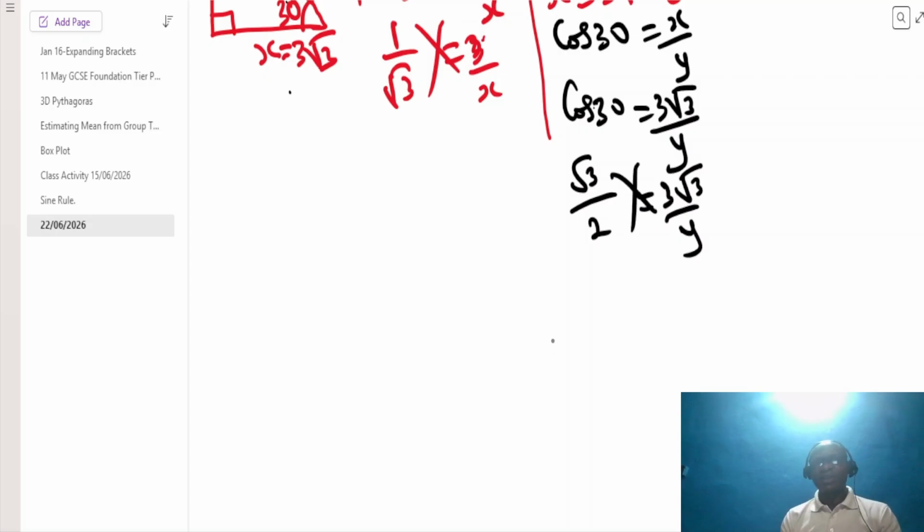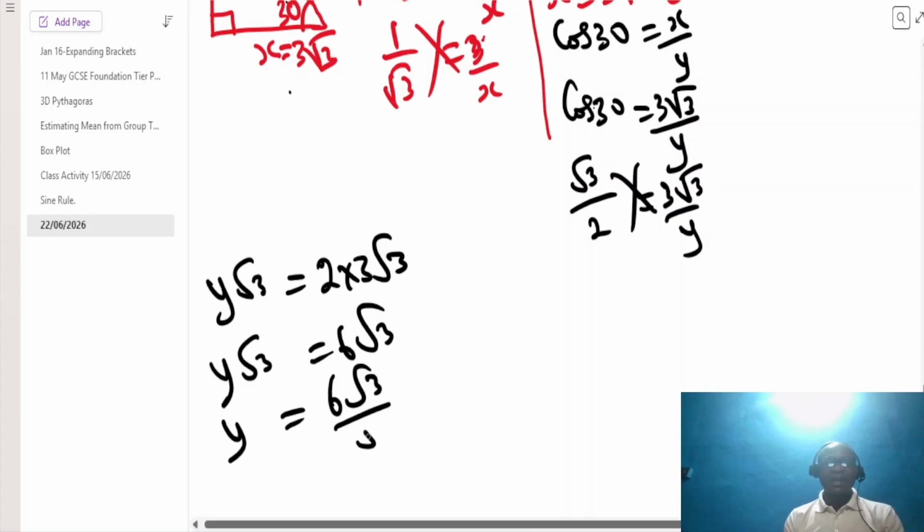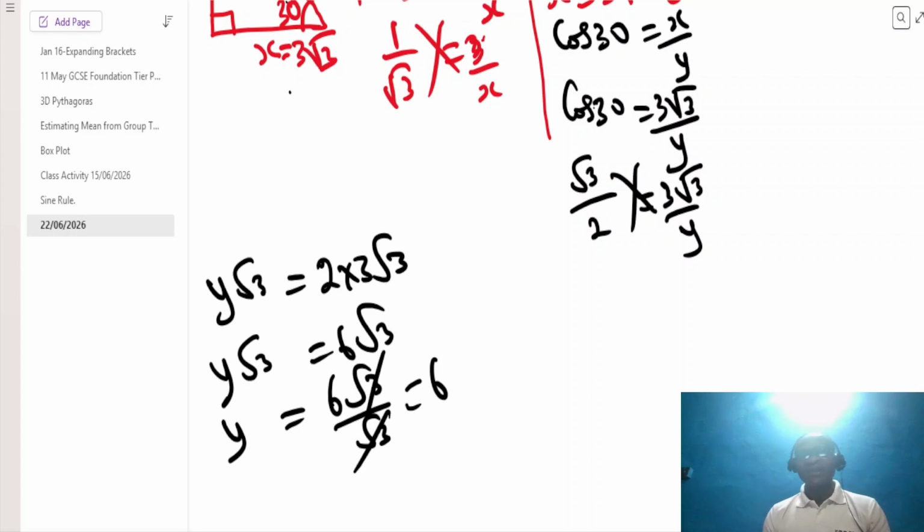I do cross multiplication. This is now going to give me y root 3 is equal to 2 times 3 root 3. That is a cross multiplication. Now y root 3 is equal to 6 root 3. Can you see my work? Finally, y will be equal to 6 root 3 divided by root 3, and that is equal to 6 because root 3 will cancel out root 3. Can you see that?